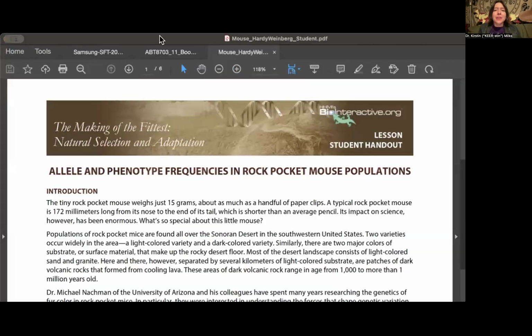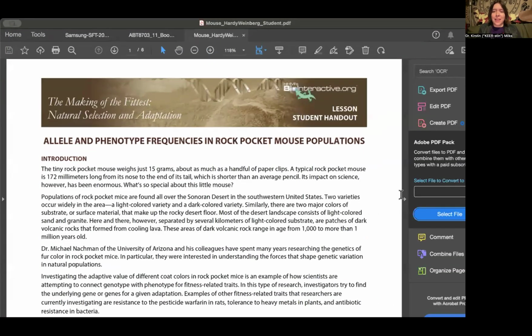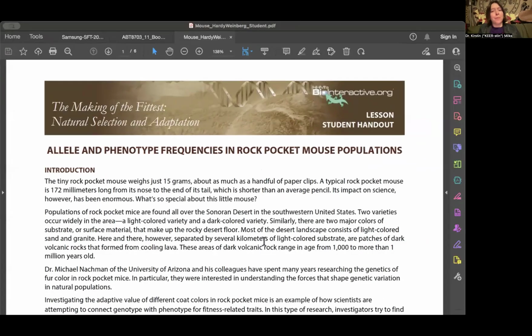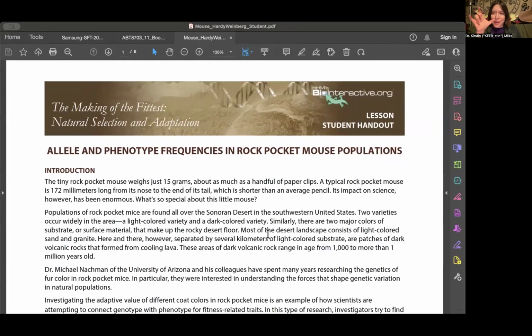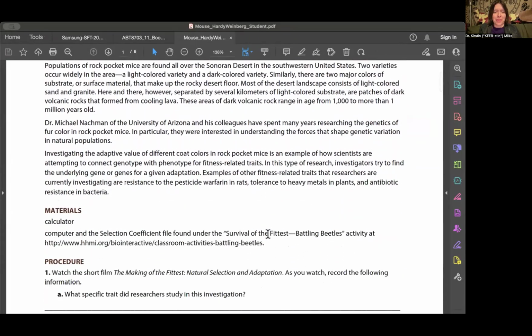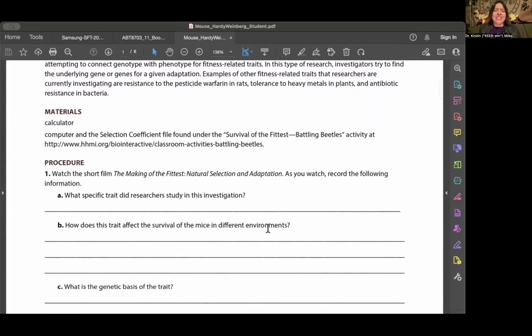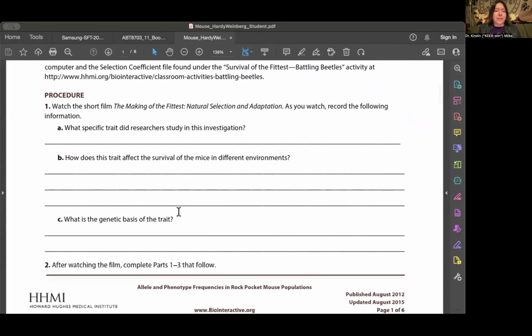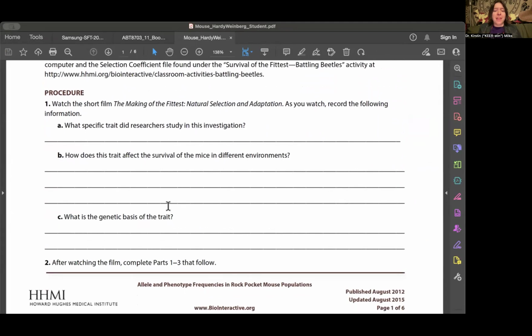There we go. Cool. So this is the assignment you're going to take care of. It is a story about these really cute mice, like we talked about. They're shorter than an average pencil from nose to tail, and they have just a handful of paper clips worth of mass. And they've been so important. So you've watched the short film, you're able to read A and B. You might need to look up C if you've forgotten, but I will tell you because I'm feeling generous. It's the MC1R gene, or other proteins in that pathway that end up making melanin in fur.